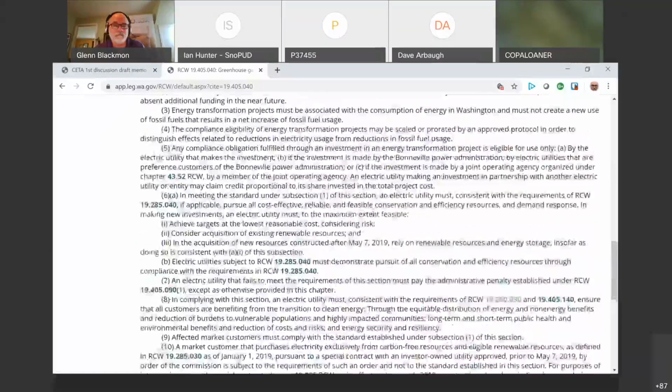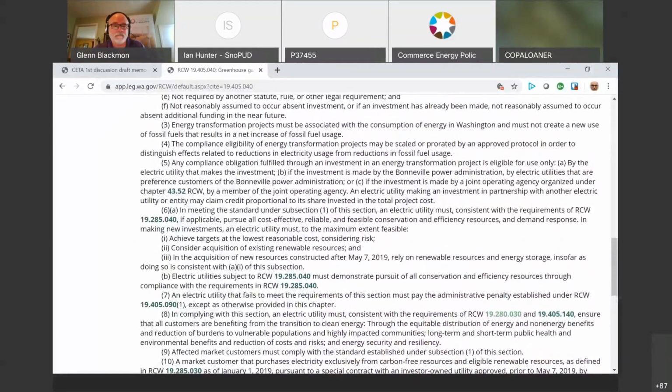While you pull up the language, Glenn, we had a question from Liz, and the question is: are Ecology or Commerce preparing to get storage projects to report their related greenhouse gas emissions if the storage isn't charged by renewable power?